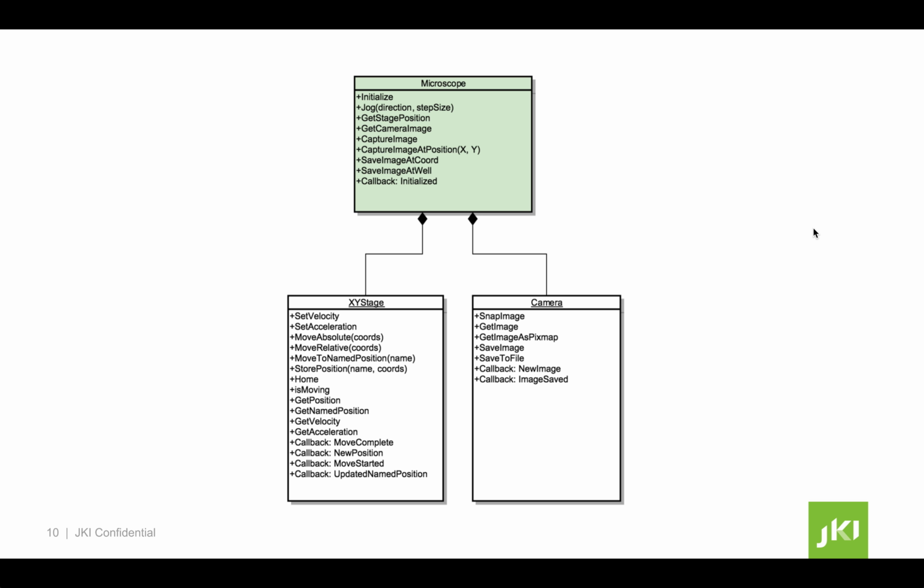So we're back with our UML diagram, which I've expanded with all the public functions that are going to be needed to implement our microscope. So as you can see, I've detailed the camera with the public methods snap image, get image as pixmap, save image or save to file, and I've also added some callbacks for events on new image and image saved.